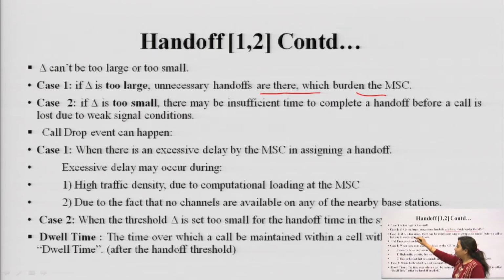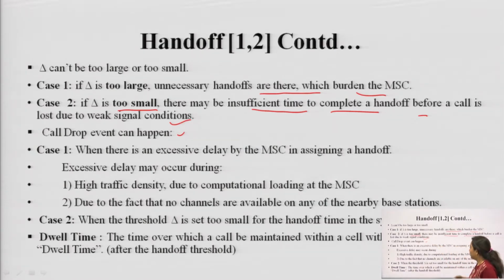The second, case 2, is when delta is too small, then there may be insufficient time to complete a handoff before a call is lost due to weak signal condition. Which means that the call will be dropped or terminated on its own, because the proper signal strength will not be maintained during the call transferring or control signal transferring operation. A call drop event will happen.